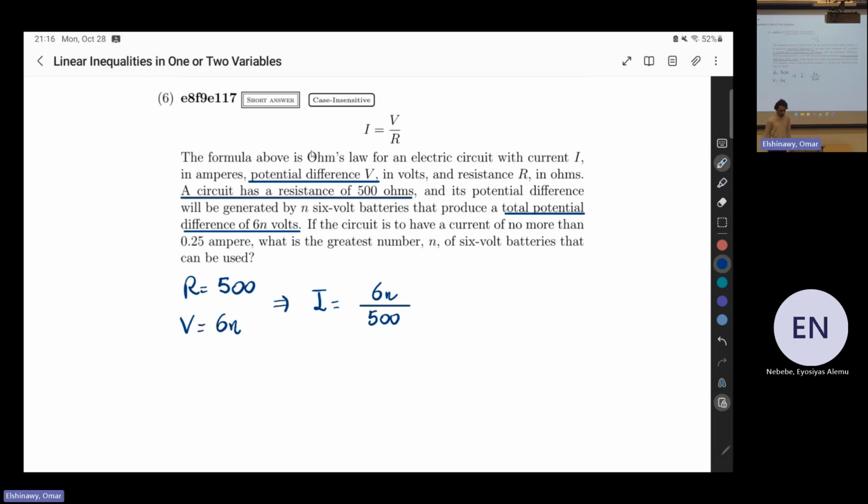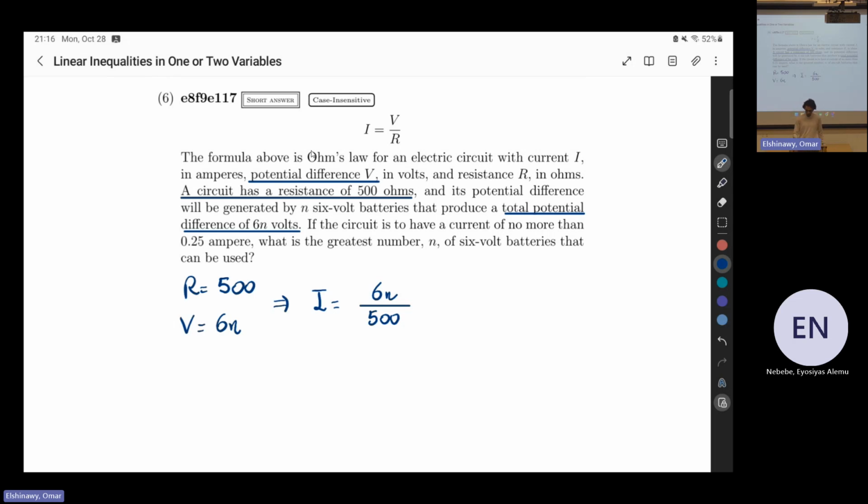So the electrical current intensity depends on the number of batteries that you use. So if you use one battery, you get 6 over 500. If you use two batteries, you get 12 over 500 amperes. If you use 100 of these batteries, then you have 6 over 5 amperes of current. So just to make sure we actually understand what's going on. Now, is this clear?